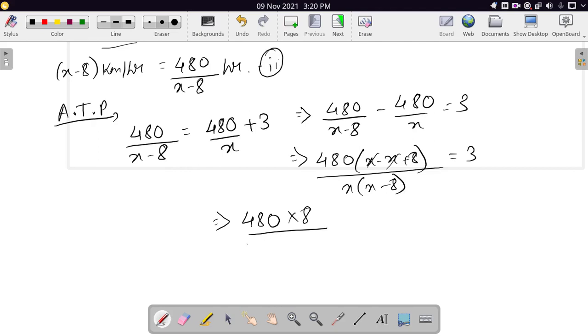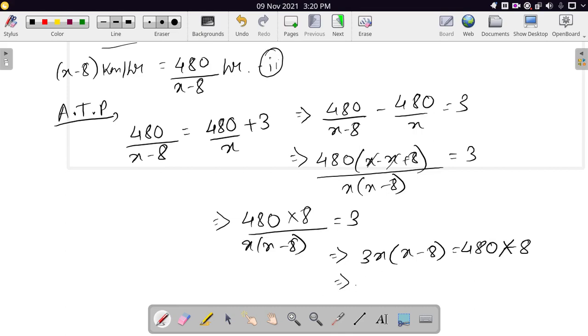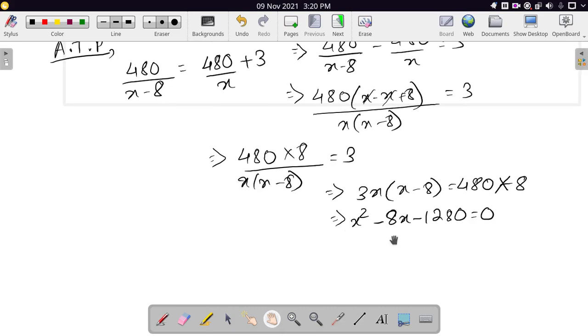So 480 into 8 by x into x minus 8 is equal to 3. Just simply cross multiply. This is equal to 3x. The equation would turn out to be x square minus 8x minus 1280 is equal to 0. So this is our answer. It is very easy to solve this question. You can just solve it using the factorization method. You will get two values of x.